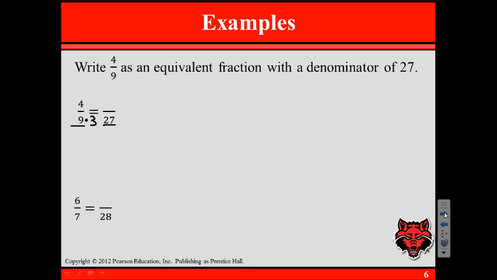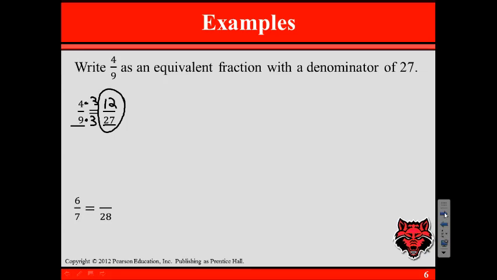Using the fundamental principle of fractions, whatever we do to the denominator of a fraction must be done to the numerator of the fraction as well. So once we can pinpoint that number that 9 was multiplied by, in this case 9 times 3 equals 27, we will perform the same operation to the numerator. So because we multiplied by 3 in the denominator, we will also multiply by 3 in the numerator. 4 times 3 is 12. So if we rewrite 4 over 9 as an equivalent fraction with a denominator of 27, we end up with 12 over 27.